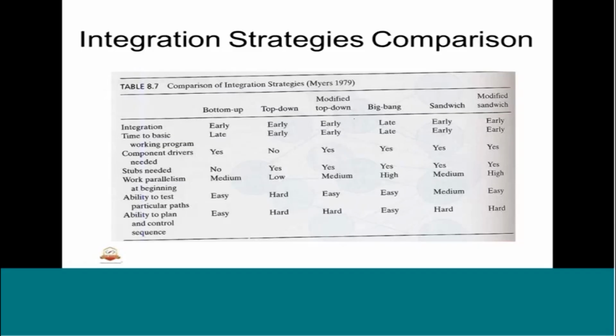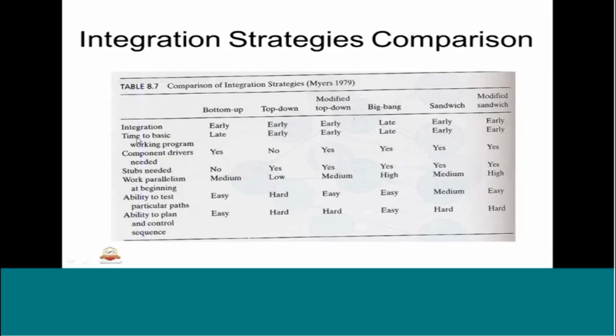Okay, so you can see the features listed on the left side of the table, and on the right hand side we have different types of integration strategies: bottom up, top down, modified top down, big bang. Basically it identifies when integration should be done. So bottom up early, top down early, modified top down early, big bang at a later stage, because all modules have to be completed.